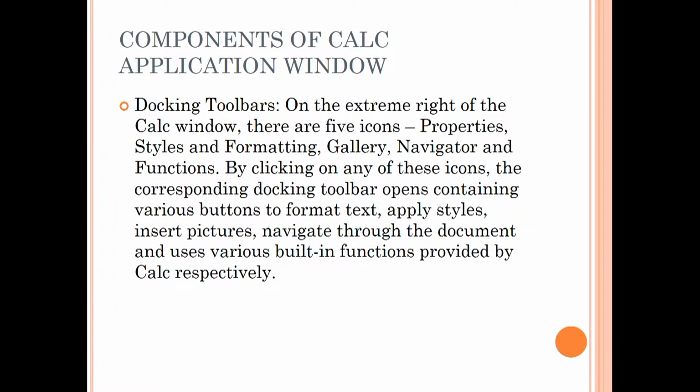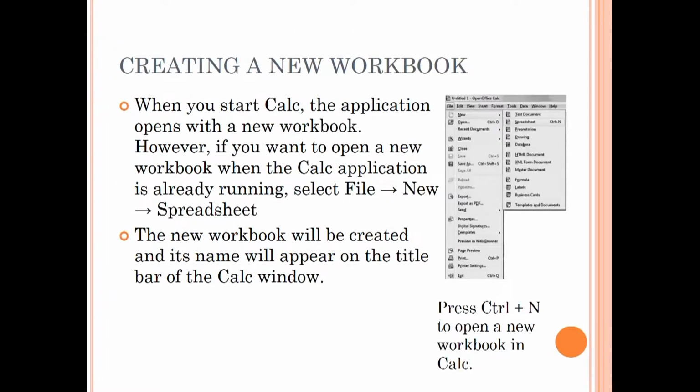Next we have the docking toolbar. On the extreme right of the CALC window, there are 5 icons: properties, styles and formatting, gallery, navigator and functions. By clicking on any of these icons, the corresponding docking toolbar opens containing various buttons to format text, apply styles, insert pictures, navigate through the document and use various built-in functions provided by CALC respectively.